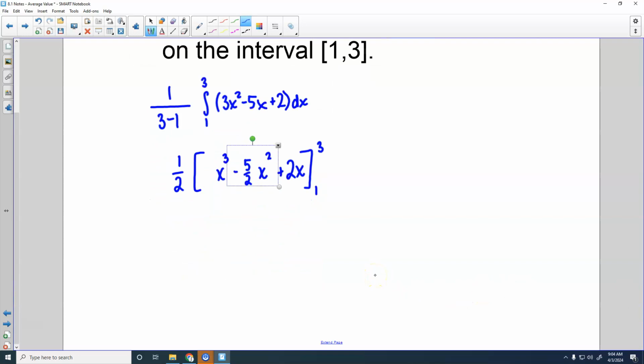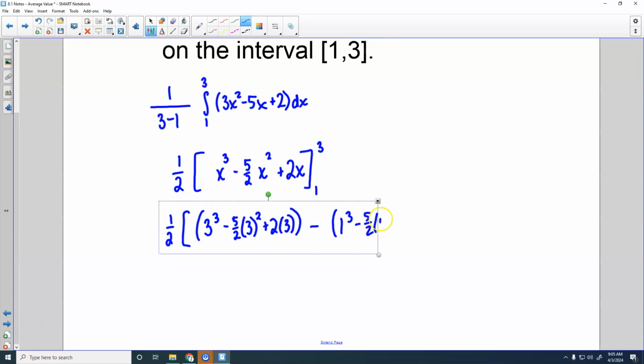Okay. Once I integrate, what do I have to do now? I'm going to subtract. I'm going to plug in the 3, plug in the 1, subtract those values, right? So keep your 1/2 out front till the end. You're going to have 3 cubed minus 5 halves times 3 squared plus 2 times 3, minus 1 cubed minus 5 halves times 1 squared plus 2 times 1.